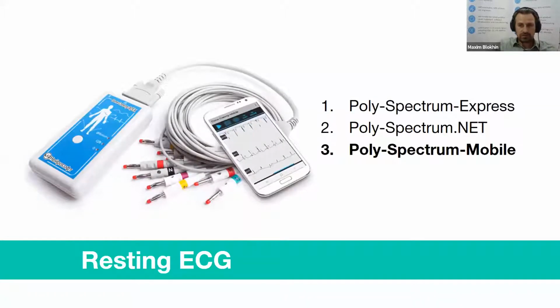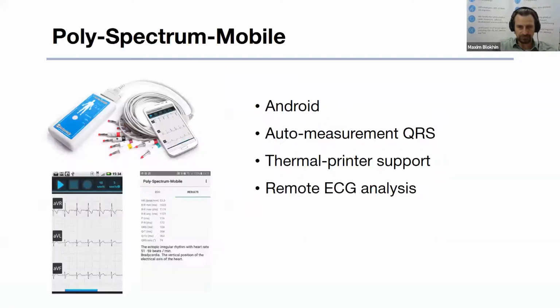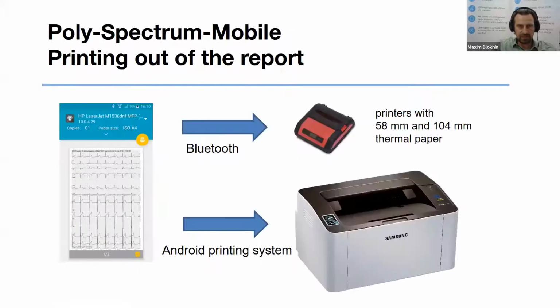I'd like to present you Polyspectrum Mobile. It's intended for the short ECG recording and automatic measurement too. Polyspectrum Mobile works at smartphones with Android. It measures QRS automatically. And about the printing and remote analysis, I will tell you in more detail.